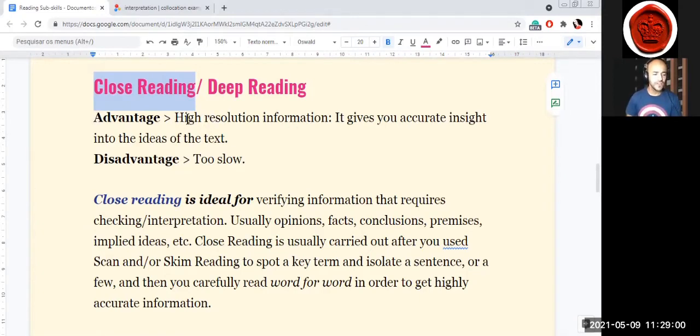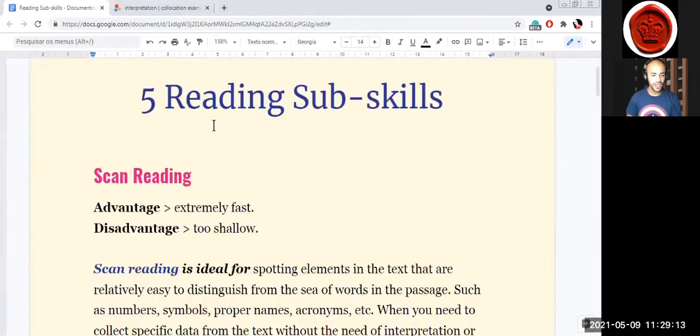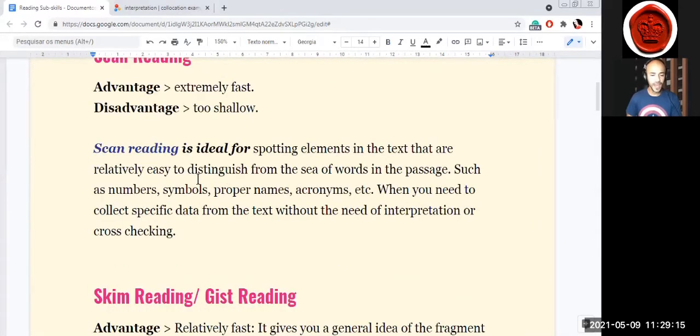So the advantage of using close reading is that it gives you high resolution information. It gives you accurate insight into the ideas of the text. It's really important that you pay attention that here in the reading skill, you're dealing with the collection of items, words, expressions. You're not actually dealing with ideas, you're just dealing with the words and expressions.